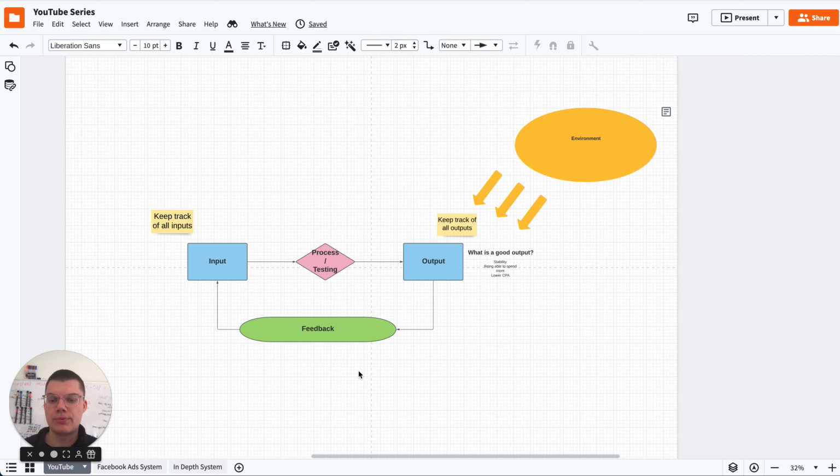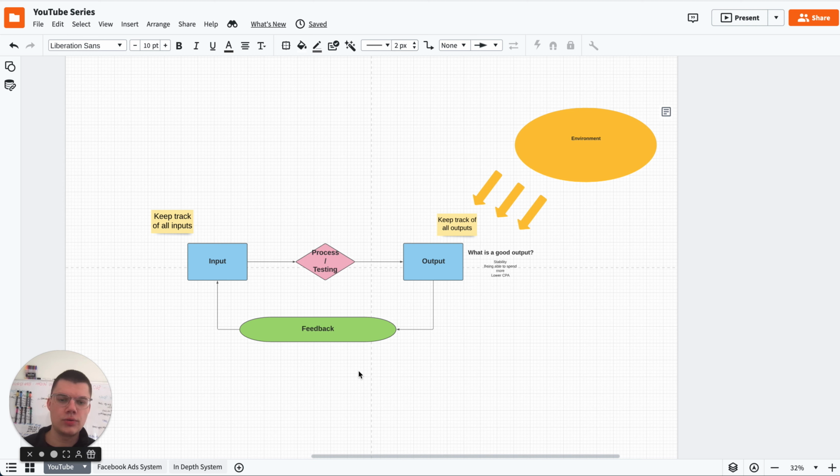And then, in the feedback process: why was this output good? Why was this output bad? Essentially, we want to find out why stuff is working or why certain stuff isn't working. It's not as simple as this creative works and this one doesn't. Why is this creative working? Why isn't this creative working? What's different, right? Then we also have the environment, which, as you can see, is kind of the sun.